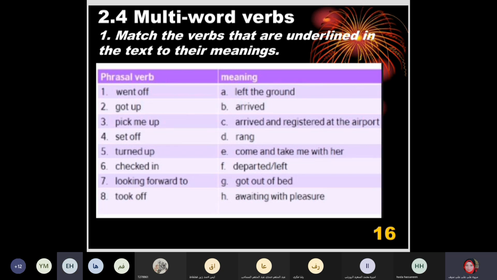I have to ask you some more questions on these verbs. Number one, which verbs have two words? Which of these verbs are made up of two words only?